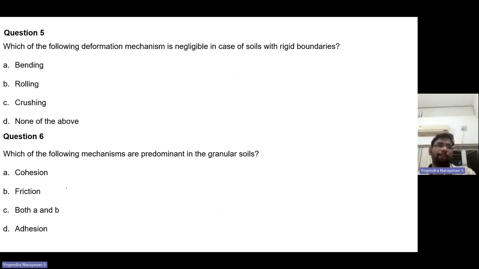So moving to the next question. Which of the following deformation mechanisms is negligible in case of soils with rigid boundaries? Option A, bending. Option B, rolling. Option C, crushing. Option D, none of the above.